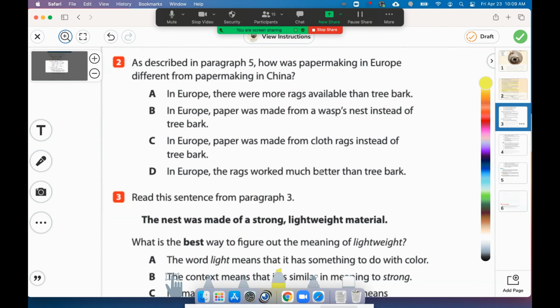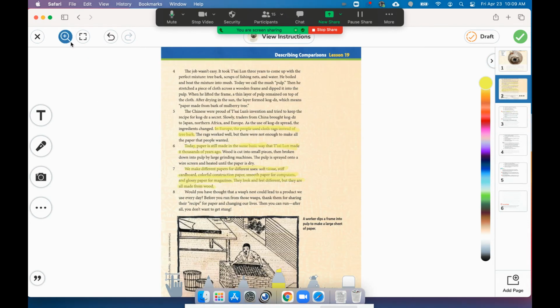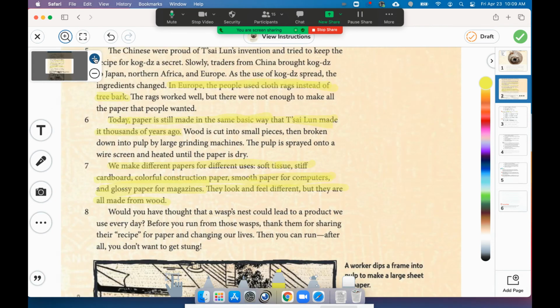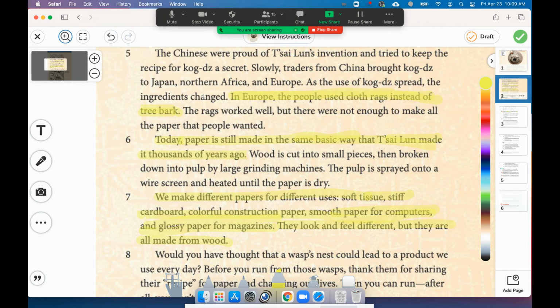Question 2. As described in paragraph 5, how was paper making in Europe different from paper making in China? Ooh, we highlighted this one. Paragraph 5 is on page 2. I'm going to reread it. Again, the question was, how is it different in Europe than China?